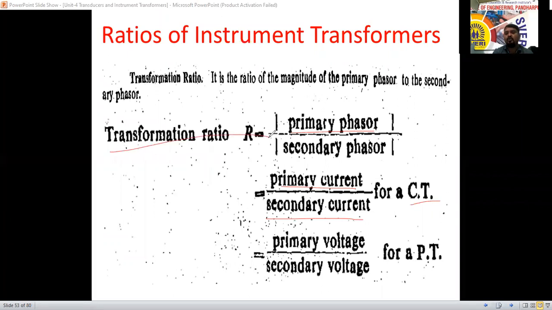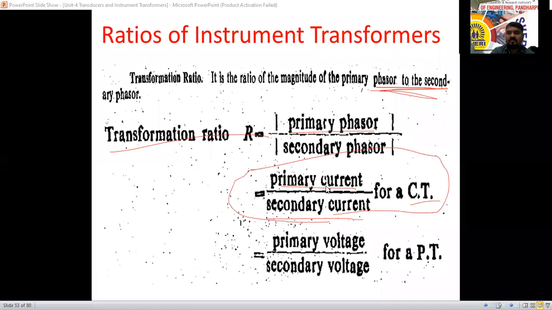Now the transformation ratio is the magnitude of the primary phasor to the secondary phasor. This is the common definition for instrument transformers, whether it is a CT or a PT, potential transformer. But when you consider the transformation ratio for the current transformer, it is the ratio of primary current to the secondary current. And for the potential transformer, it is the ratio of the magnitude of primary voltage to the secondary voltage. That is the transformation ratio we have discussed here.